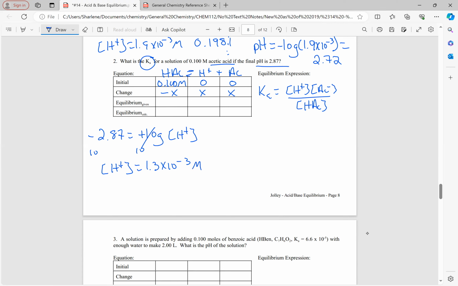Now, this is not X. This is actually the proton concentration, the final proton concentration. And let me see, I had 2 after, so I get 2 total sig figs. And I'm going to plug that in up here. Okay, whoops. I put that under calculated, but in this case, I also know X, because 0 plus X equals 1.3 times 10 to the minus third. So X is also 1.3 times 10 to the minus third, which therefore makes this one.